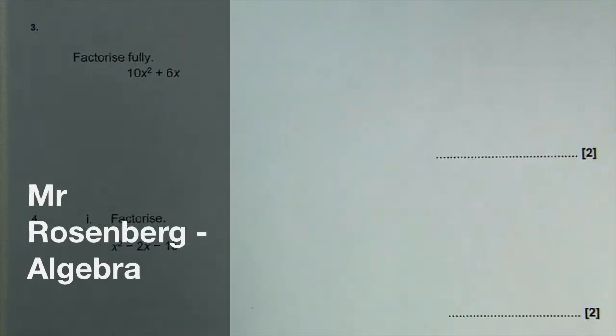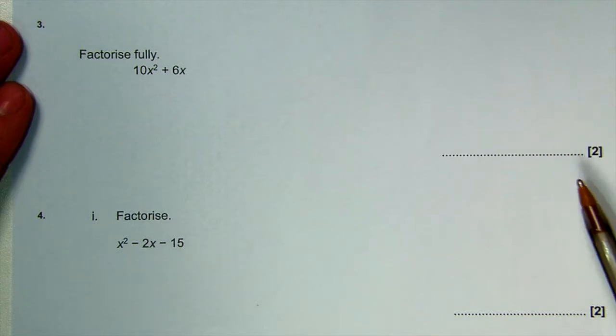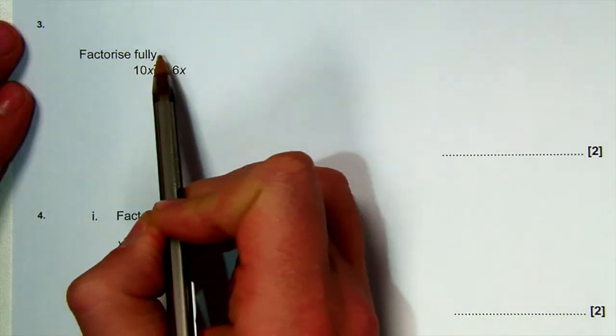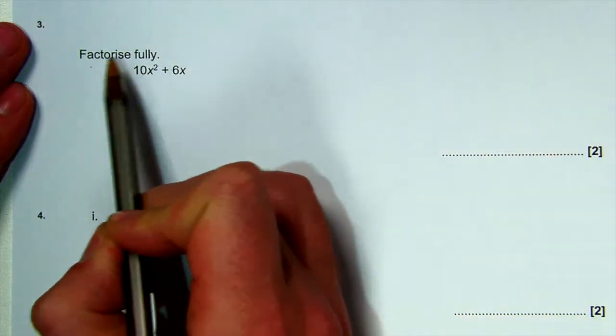Okay, so in this second algebra video, we're going to be looking at some of these shorter questions, away from the wordy ones. These are worth 2 marks or 1 mark each. Very short command words. We've just got factorise fully.